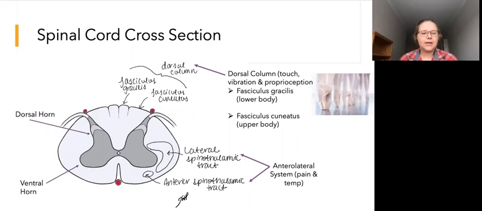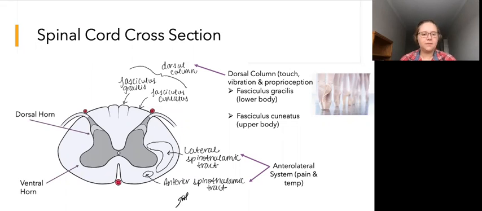There are two ascending white matter tracts, the fasciculus gracilis and the fasciculus cuneatus. The fasciculus gracilis transmits sensory information from the lower body, including the legs. You can remember this by thinking of a graceful dancer. By contrast, the fasciculus cuneatus transmits sensory information from the upper body.